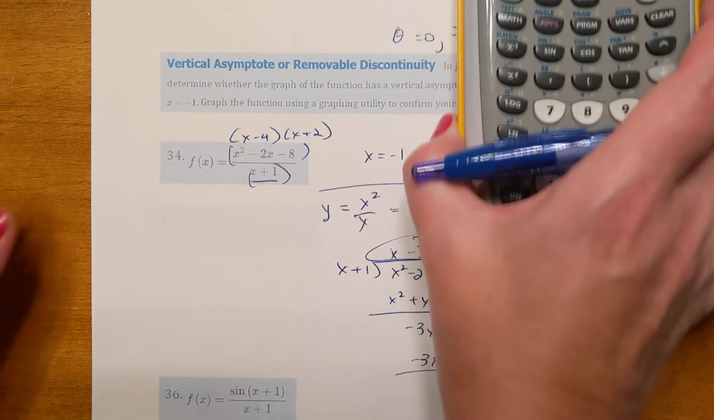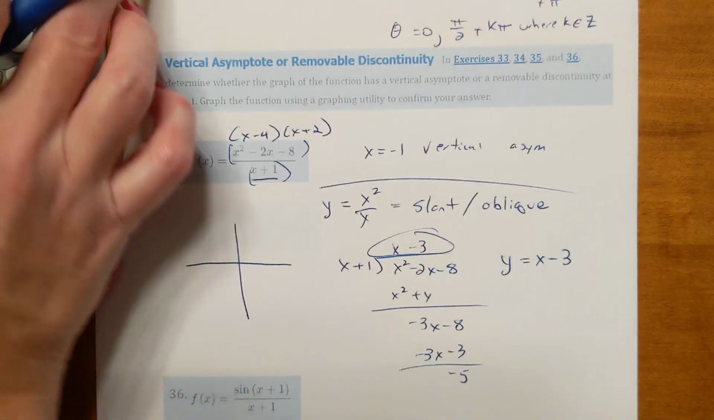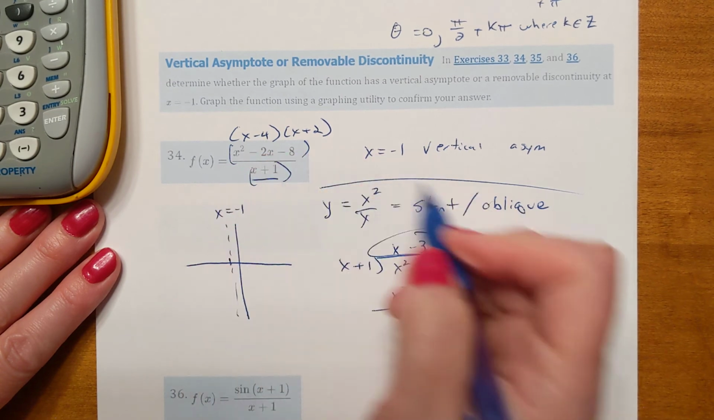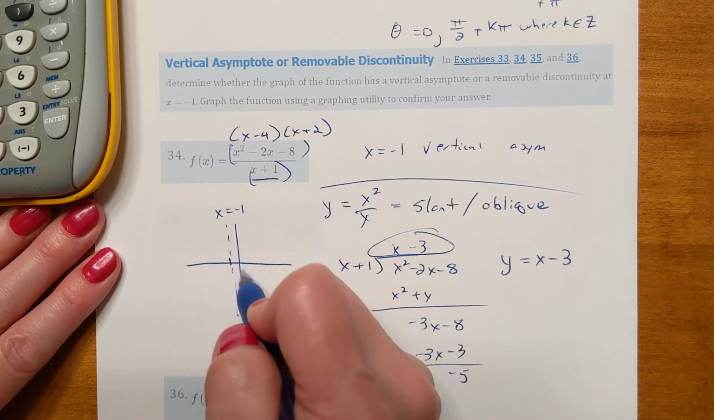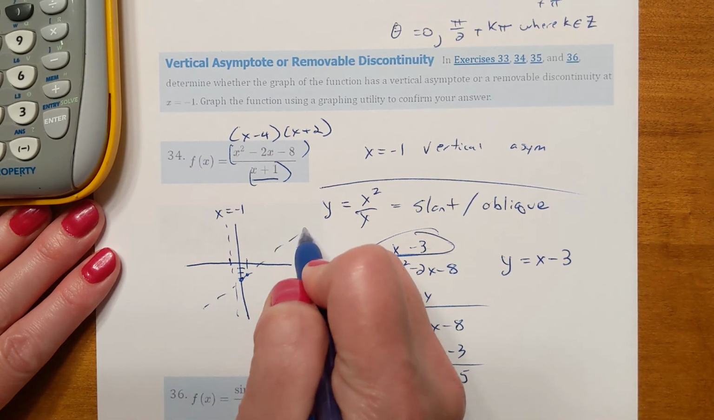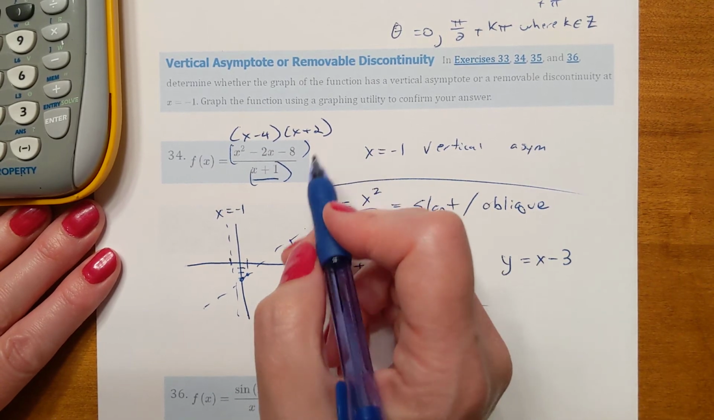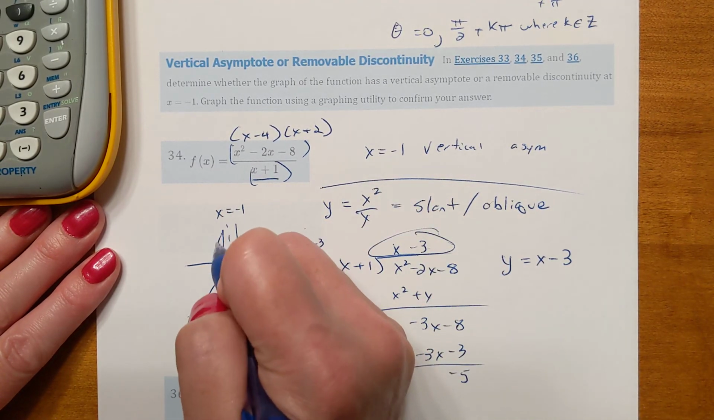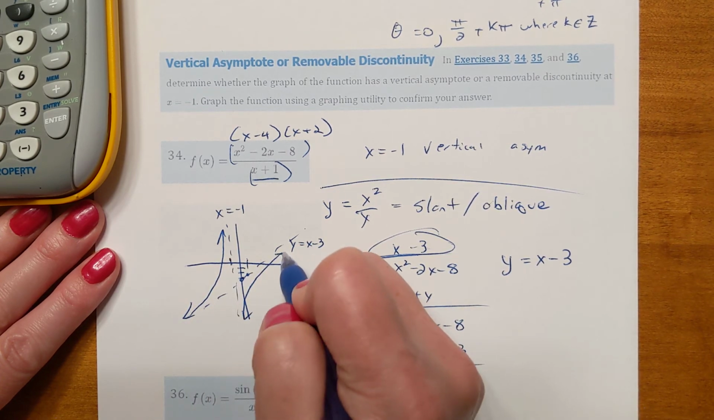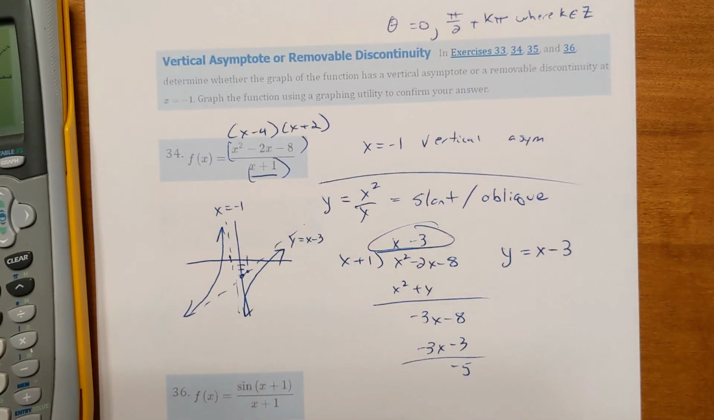I'll draw it. All right. So we've got a vertical asymptote at x equals -1. And we've got an oblique asymptote at y equals x minus 3. So go down 3, up 1 over 1. So there is y equals x minus 3. And it came in really close to it over here, and then over here is what the picture is right there. All right.